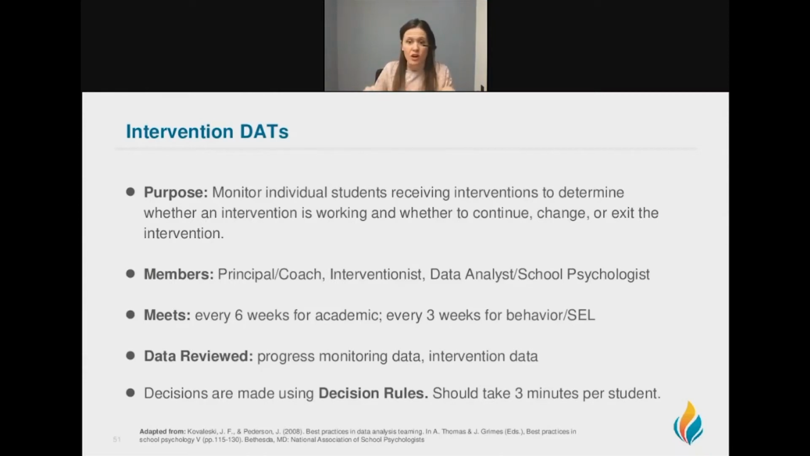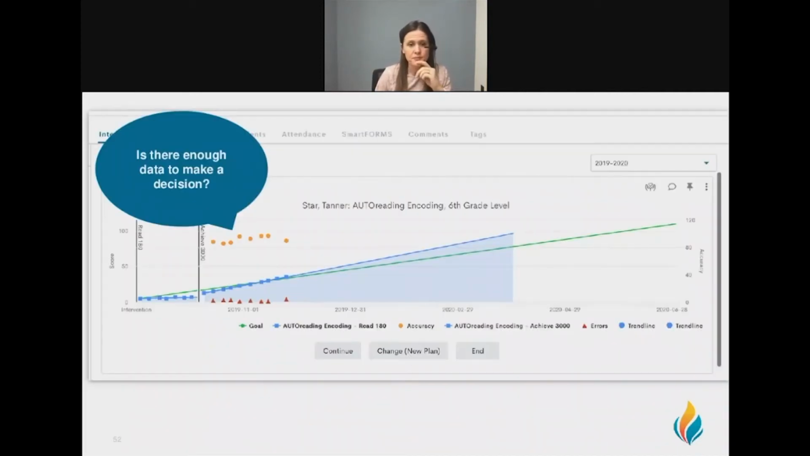This shouldn't take longer than 3 minutes per student. So if you have a list of 20 kids, you can get that done in an hour, very effectively, and you do this every 6 weeks. Of course, it goes faster if you have a system that gives you the data in a very easy way. You have to be very organized when you go into those meetings to be able to get through it in 60 minutes. So one of the questions is, is there enough data to make a decision?